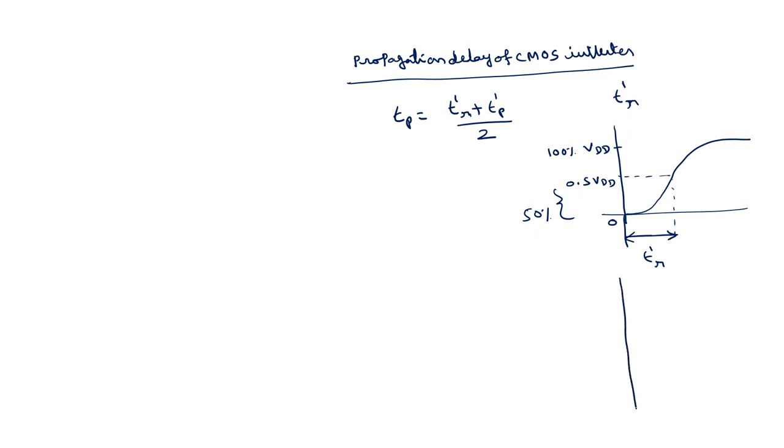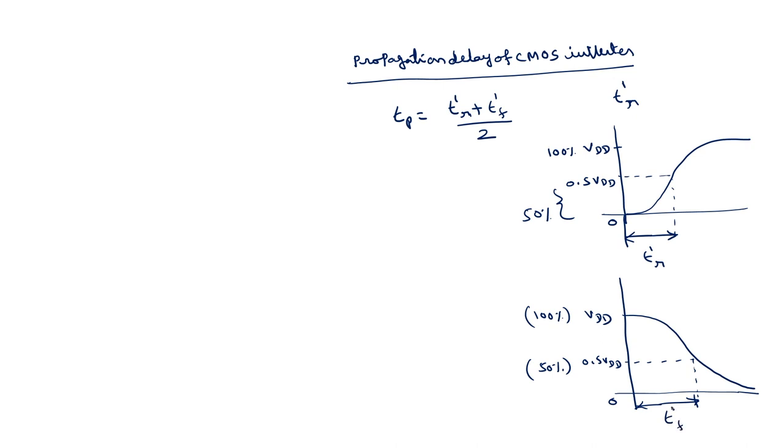Similarly, T fall time dash. This is VDD, this is 0, this is 0.5 VDD, this is 100%, this is 50%. This time we are calling T fall time dash. Then the average of these is defined as the propagation delay.